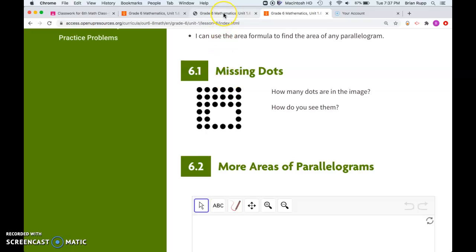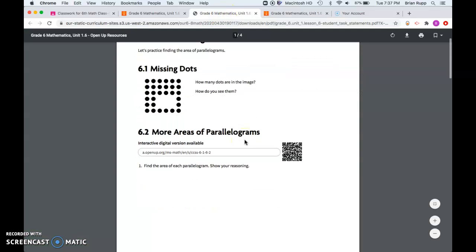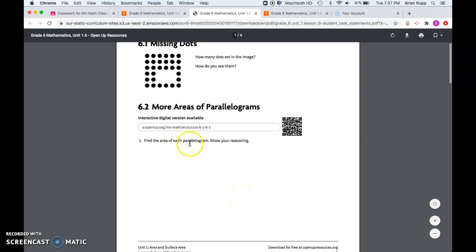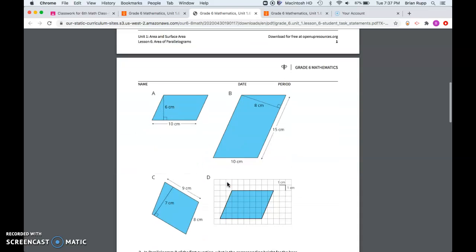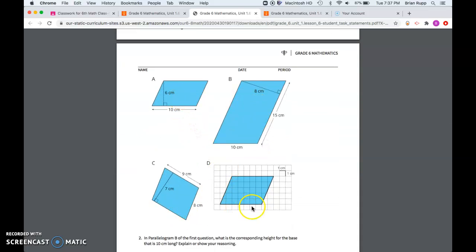6.2 is going to be actually looking a little different. We're not going to use the applet. We're going to do that on paper. So it says find the area of each parallelogram, show your reasoning, and they just happen to be on the next page. So there's A, B, C, and D.